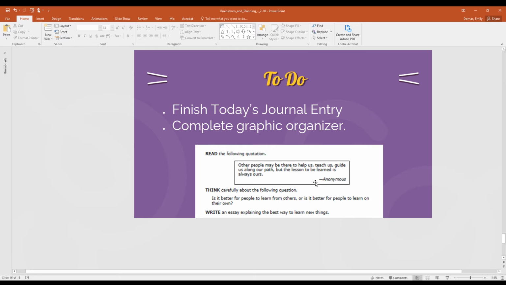So your to-do today is to finish today's journal entry, make sure that's completely done and ready to go for next week, and complete your graphic organizer. Please make sure all these are done, ready to go for the next lesson.